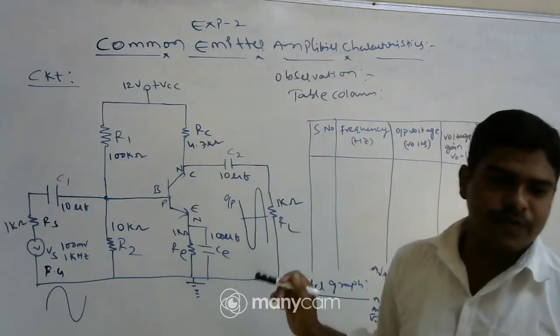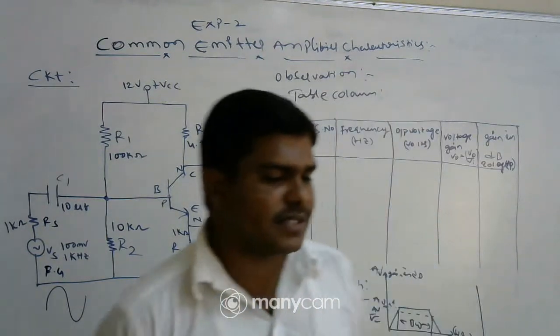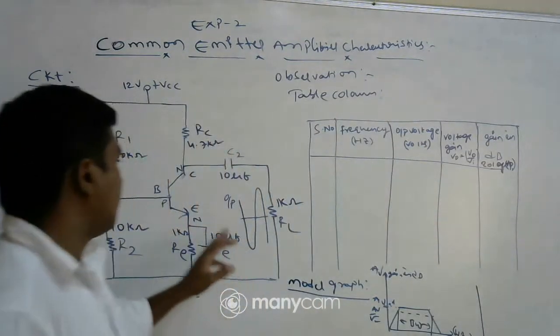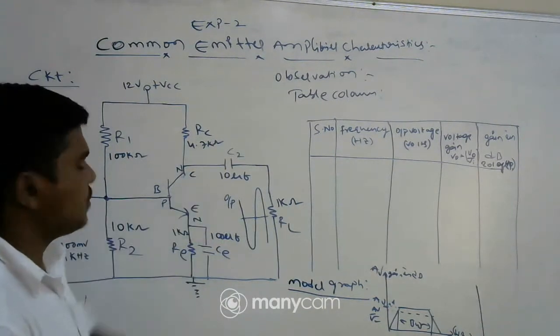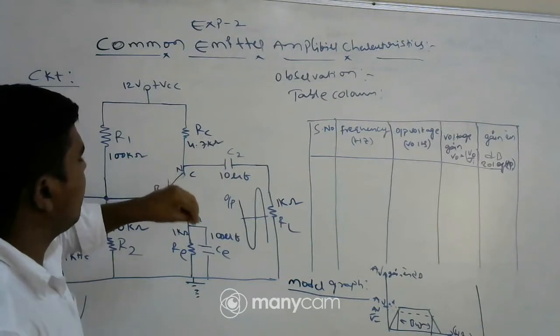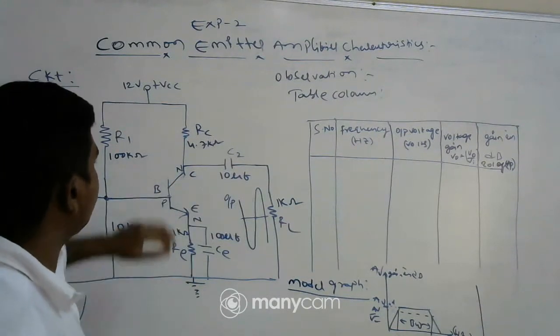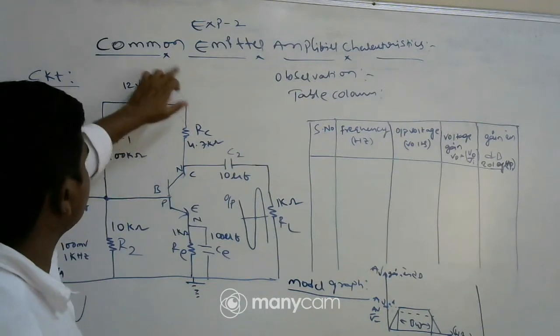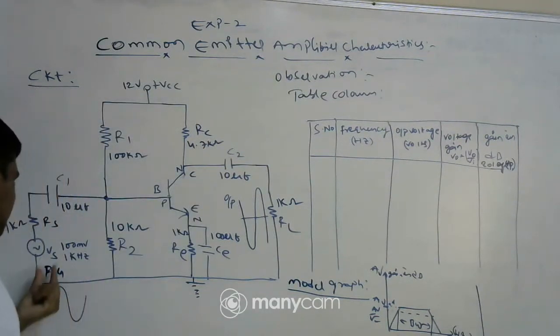Active region. Why do we need to operate the transistor in the active region? To get a faithful amplified signal, we have to operate the transistor exactly in the middle, that is the active region. So we have to fix the operating point exactly in the middle. By using this VCC voltage, we are making the transistor operate in the active region, and this is the signal you need to amplify.